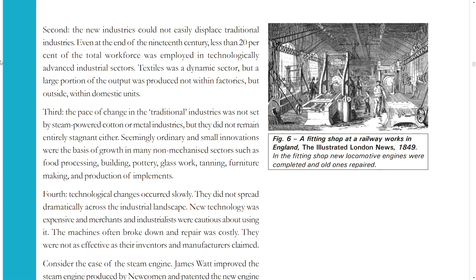Seemingly ordinary and small innovations were the basis of growth in many non-mechanized sectors such as food processing, building, pottery, glasswork, tanning, furniture making, and production of implements. Figure: a fitting shop at a railway works in England. The Illustrated London News, 1849. In the fitting shop, new locomotive engines were completed and old ones repaired.